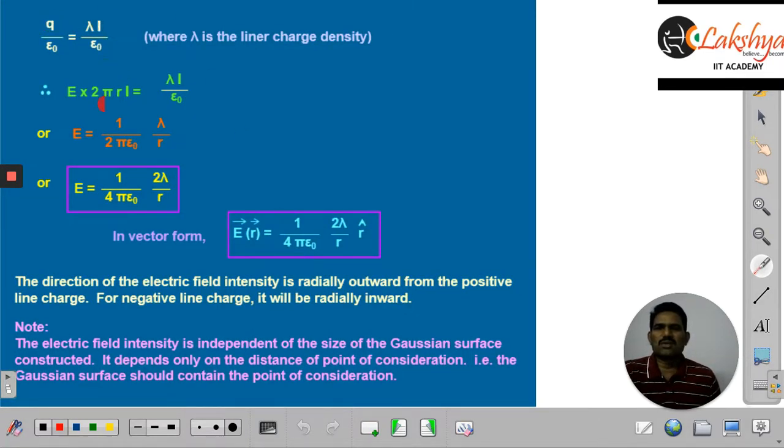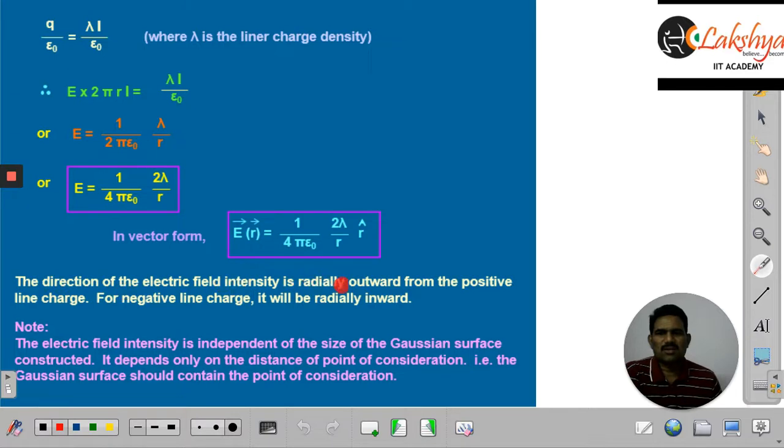Then by using Gauss law we can equate them. So E into 2 pi R L is equal to lambda L by epsilon naught. And from this we can write E is equal to lambda by 2 pi epsilon naught R. And generally we express this as 2k lambda by R, where k is nothing but 1 by 4 pi epsilon naught. In vector form we can write like this, in the direction of R bar, where R bar is the unit position vector, the position of that point. So here we are writing this direction.